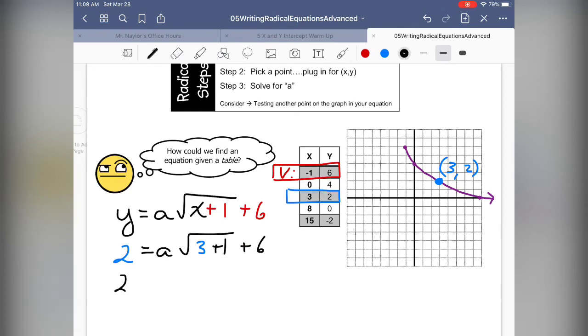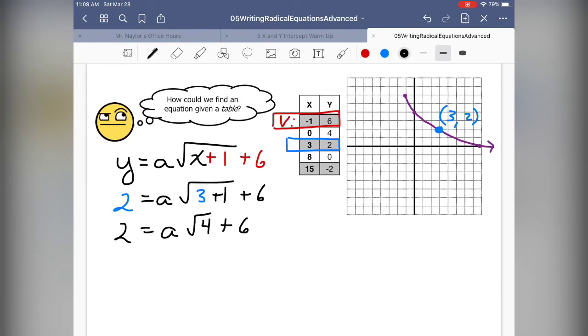And as you solve this for a, you think about the math that you can do. You can do 3 plus 1. You can do the square root of 4. Of course, the square root of 4 is 2 again. And you're just a hop, skip, and a jump away from your a value. It looks like that a is going to equal -2.